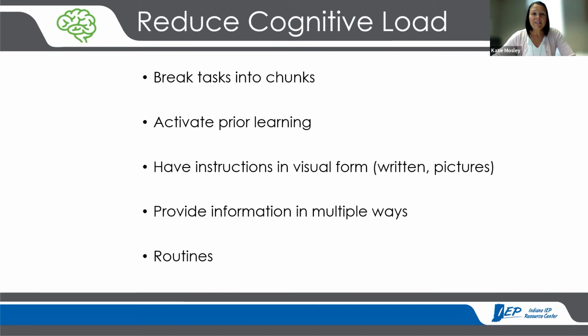So have instructions in visual form, written and pictures. We're going to talk about the importance of this here in just a few minutes. Provide information in multiple ways. So not all of our students are auditory learners. Not all of them can just read something and comprehend it. And so we need to be sure that we're giving them multiple ways to take in the information. Another way to reduce cognitive load is to have a routine in the classroom. I think educators are probably some of the best people at setting those routines because we know that the little people in our lives really need it.